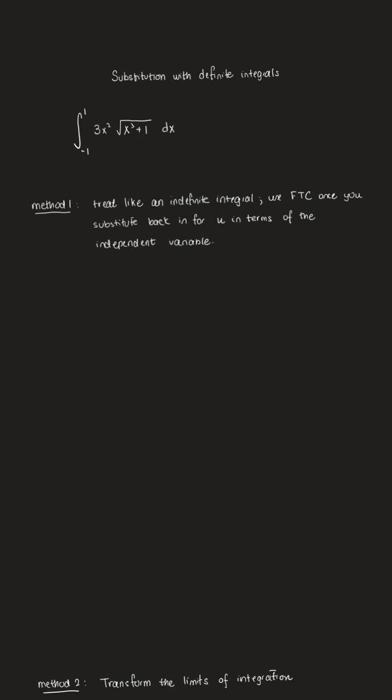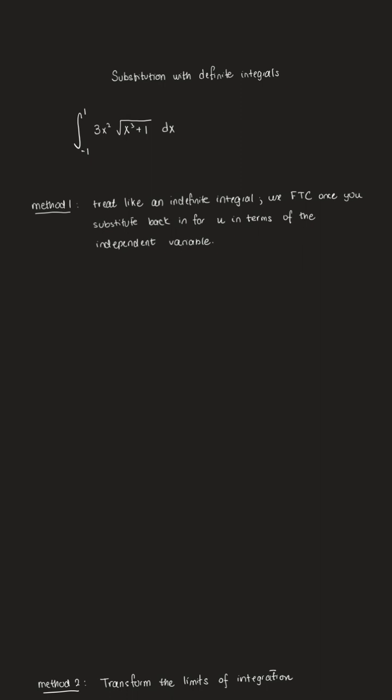In this video, we're going to explore substitution with definite integrals, and there are two methods that we can use, and they're pretty much interchangeable. So let's start with an example. The integral from -1 to 1 of 3x squared times the square root of x cubed plus 1 dx.